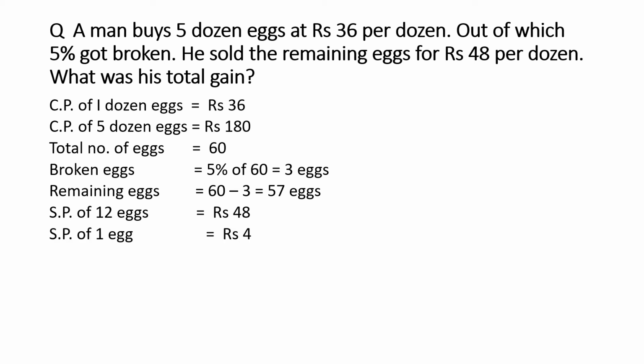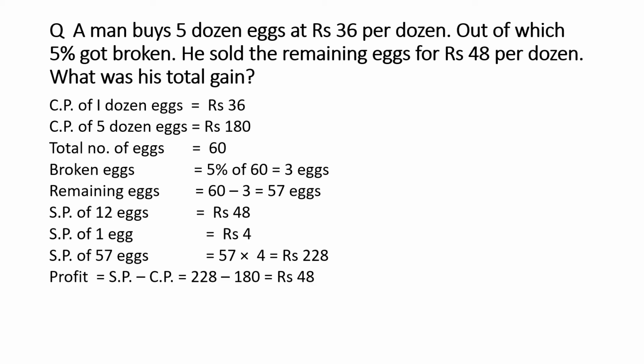First, the selling price of 1 egg is 48 divided by 12, that is rupees 4. And the selling price of 57 eggs is 57 into 4, that is rupees 228. He purchased for rupees 180, because we have taken out the cost price as rupees 180. He sold the eggs at rupees 228. So he has a profit of SP minus CP, 228 minus 180, rupees 48.